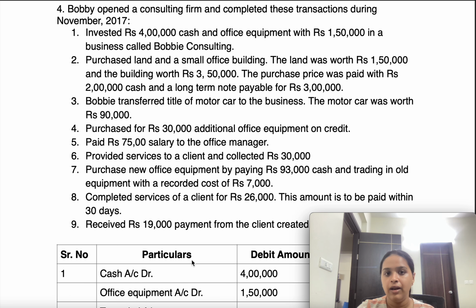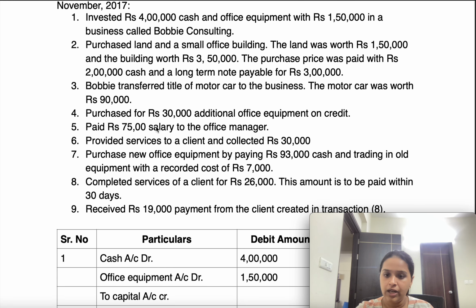Bobby transferred title of motor car to the business. The motor car was worth 90,000. It means earlier Bobby had a motor car which he has now transferred to the business for business purposes. It means in the business a motor car is coming. It is an asset for the business. It comes under the real account, so it should be debited, right? The credit should be given to the capital account because Bobby has given. He is the giver, right?